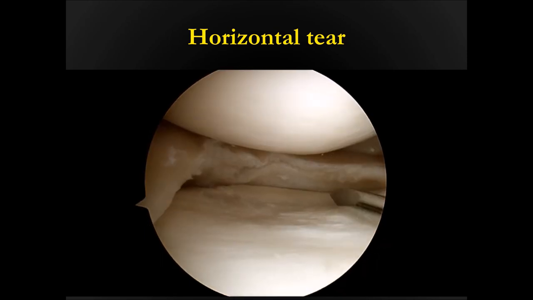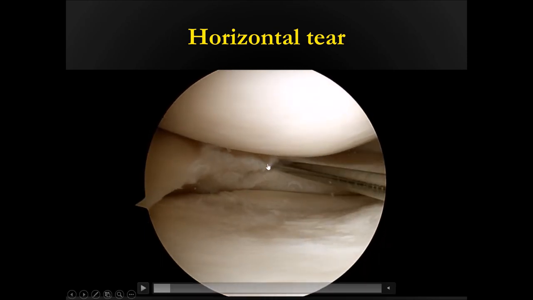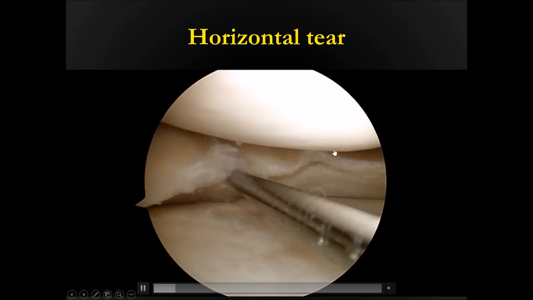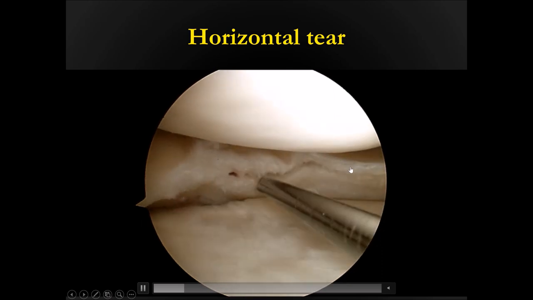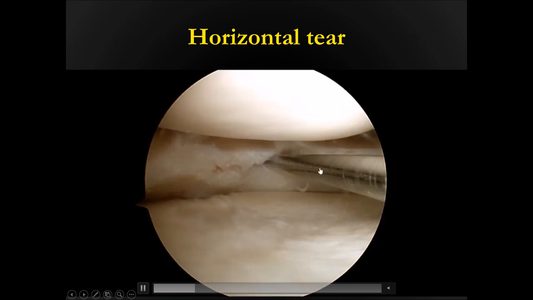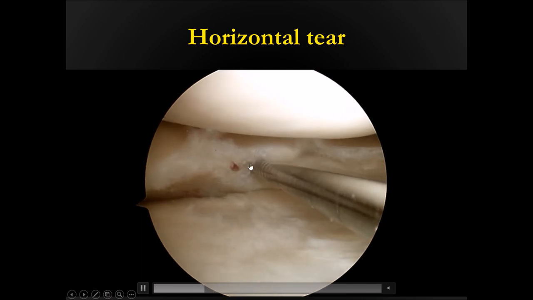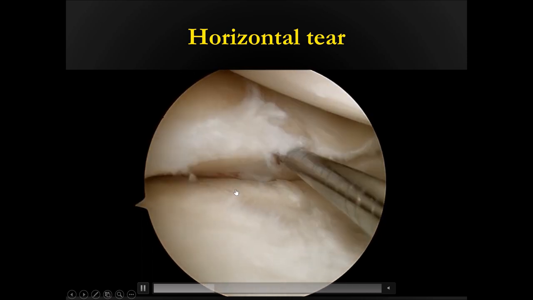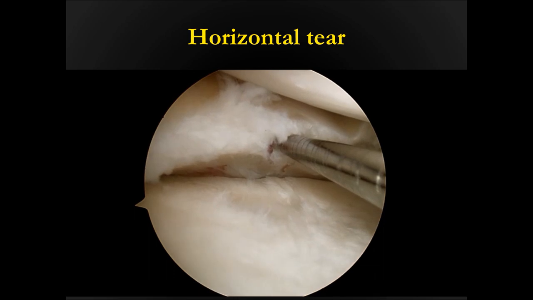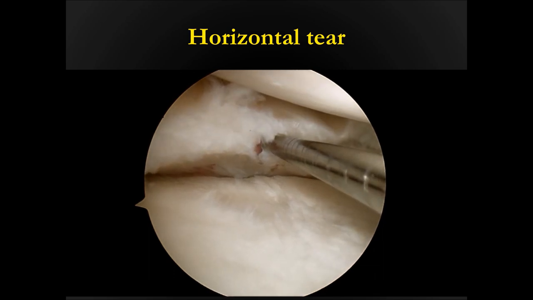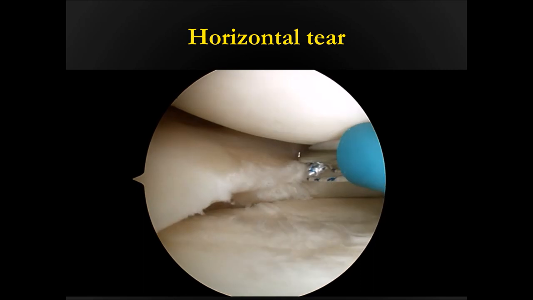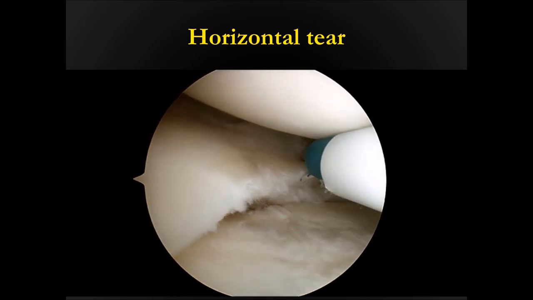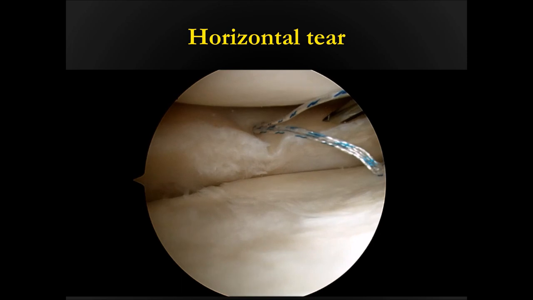So this is another meniscus tear, you see? The tear has an upper and lower flap. What's that? Horizontal tear. So this patient has the horizontal tear, you see the upper and lower flap. First thing you have to stimulate, because you see the bleeding? Yes, this is very important for the healing. Just repair it, it won't work. So you have to stimulate to get the bleeding, to make it fresh, and then you can repair it. So this is a horizontal tear.